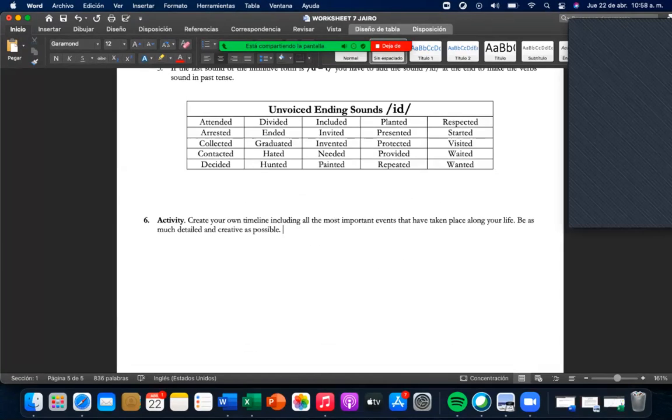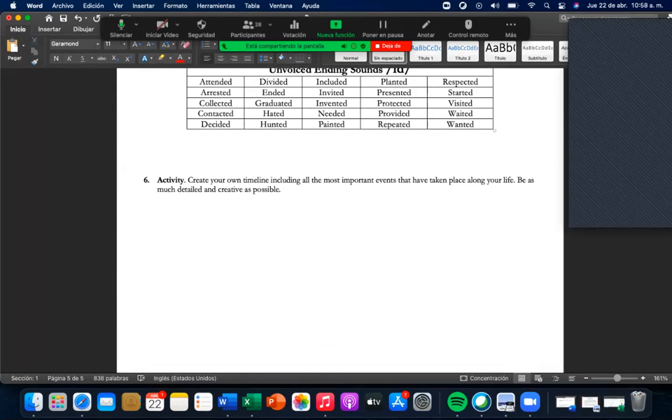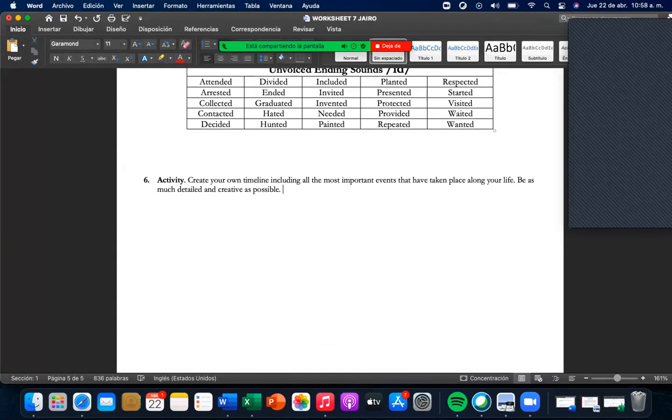So guys, activity in this moment. This is going to be homework, but not homework. It is a class activity. What is the idea? What is the idea?